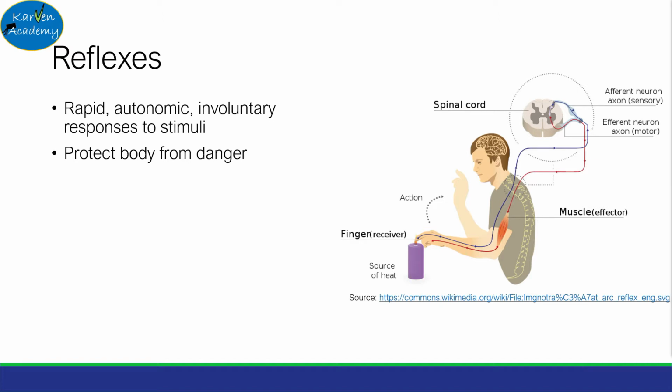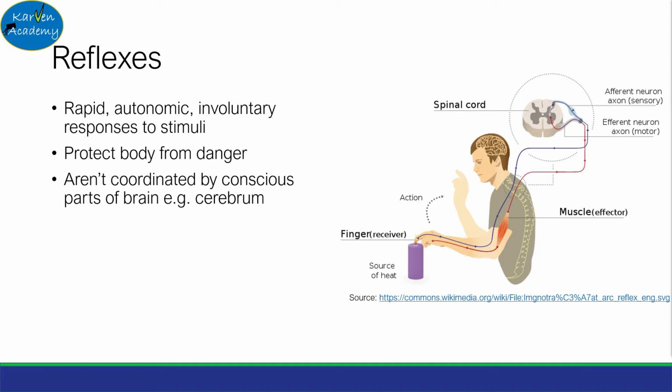Because we don't think about reflexes, they aren't coordinated by the conscious parts of the brain, such as the cerebrum. In a reflex action, essentially three neurons control it: sensory, relay, often found in the spinal cord, and the motor neuron.